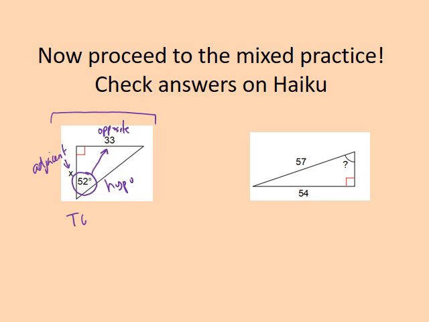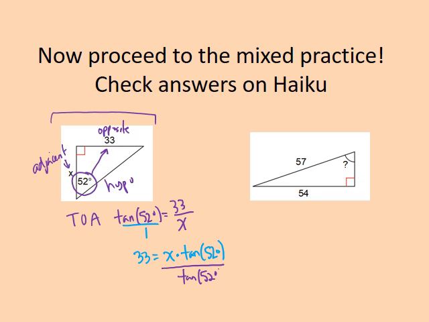Now we know that the tangent ratio, TOA, is the opposite divided by the adjacent. So the tangent of 52 degrees equals the opposite, which is 33, divided by the adjacent, which is x. Now to solve this, we're going to put this over 1 and cross multiply. So we have 33 times 1, which is just 33. And we have x times the tangent of 52 degrees. Now remember, the tangent of 52 degrees is a number that your calculator will just find for you. So we need to divide by the tangent of 52 degrees because we are isolating x.